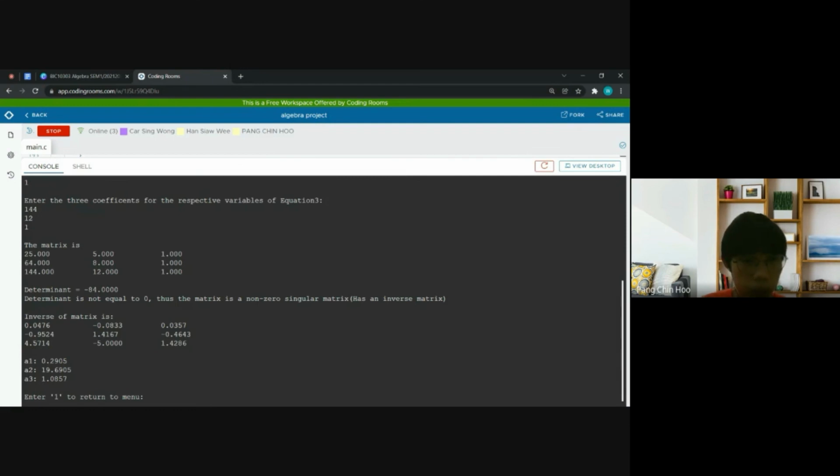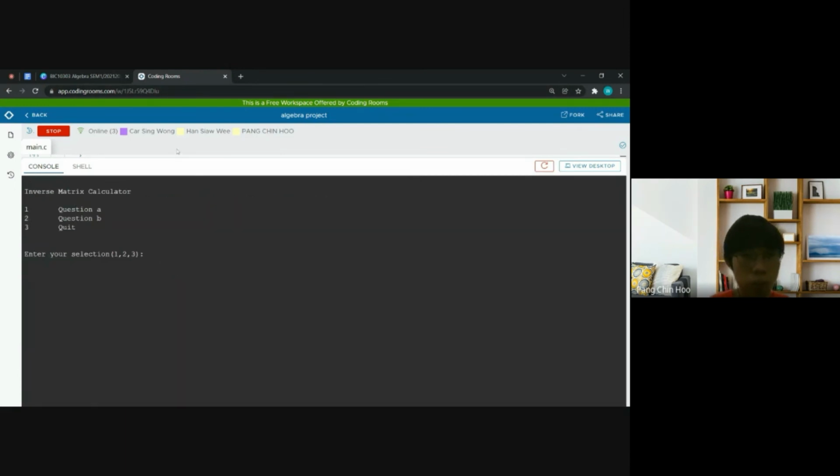The inverse of the matrix is shown here in decimal places, and the values of A1, A2, A3 are also calculated. These values are the same as the solution that we worked out in the problem. So we enter 1 to go back to the menu again, then enter 3 to quit, and it will show the names of our group members. So that's all from the coding part of our project, and thank you.